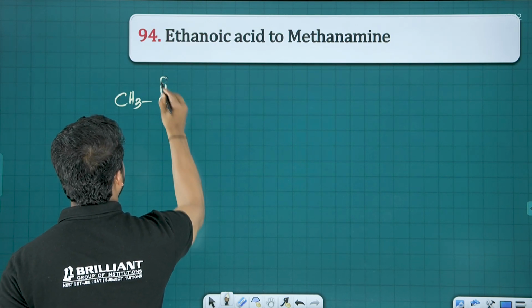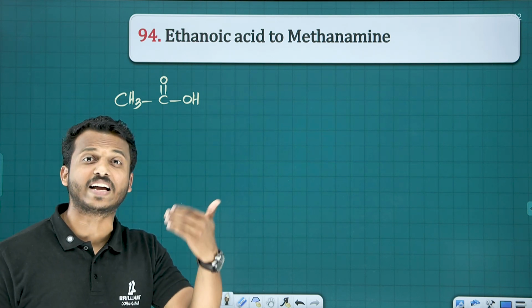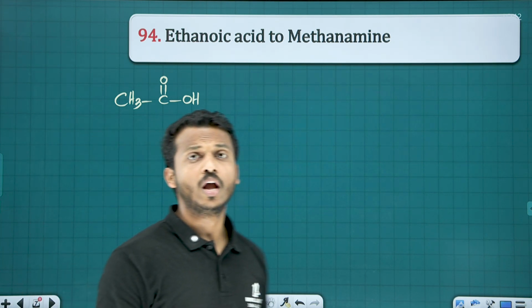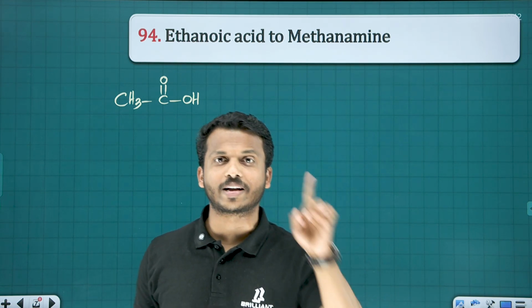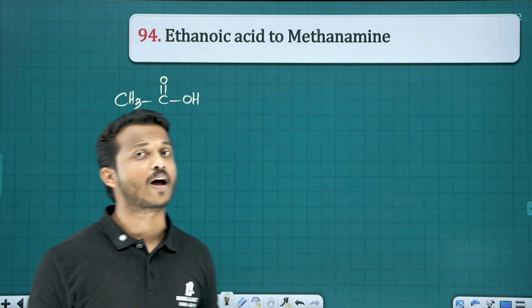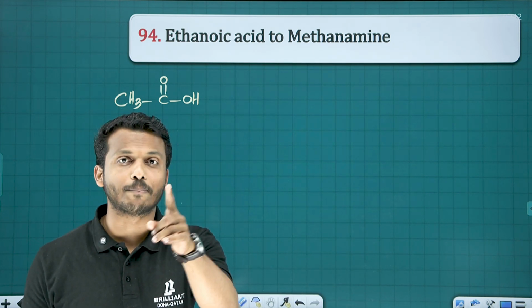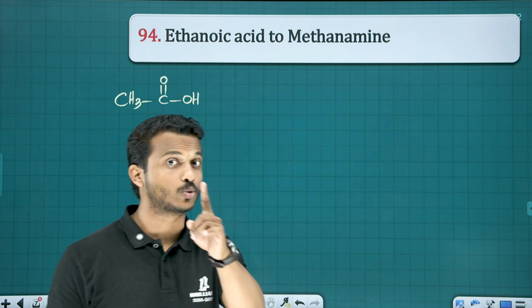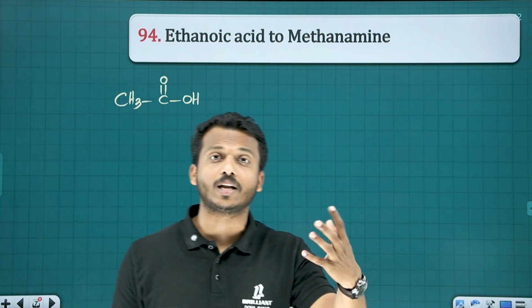You know, ethanoic acid is this one. How will you convert ethanoic acid into methanamine? Ethanoic acid contains 2 carbons, but methanamine contains 1 carbon. So if you want to reduce 1 carbon in number, the main process will be Hofmann bromamide degradation, because there is 1 carbon less. But Hofmann bromamide degradation starts from an amide.